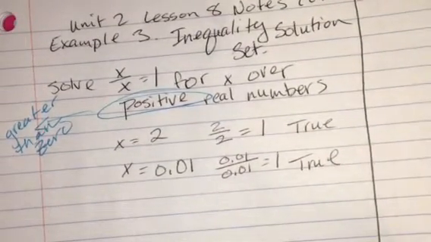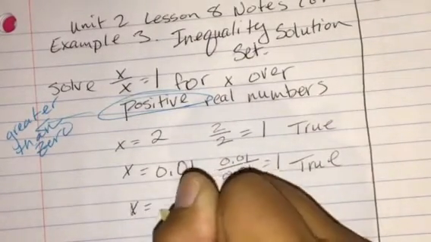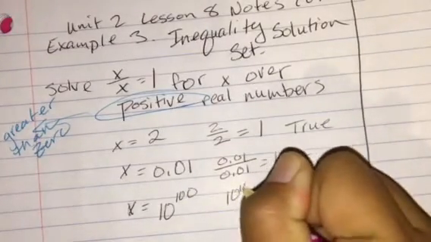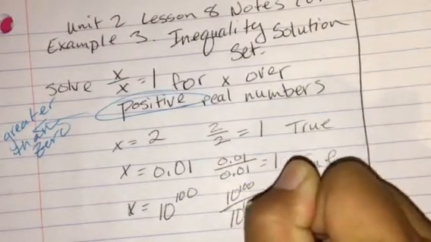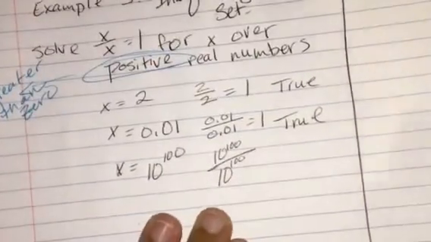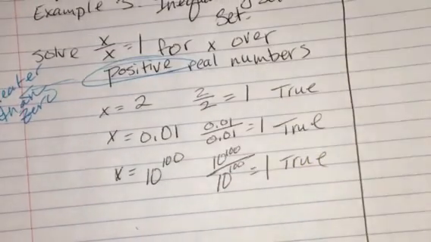Let's try x is equal to 10 to the 100 power. How about that? Oh, that's got to mess things up, right? 10 to the 100 power over 10 to the 100 power. That's still equal to 1. Okay, all these are true.